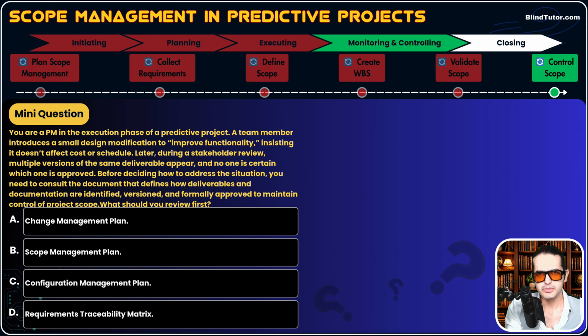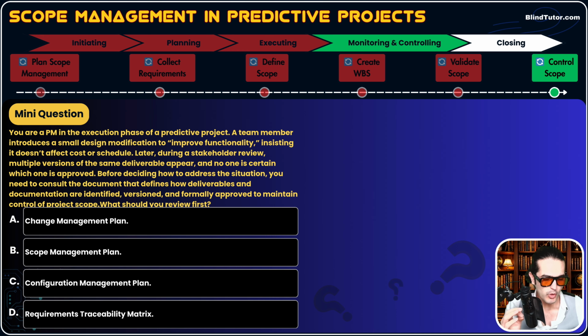So the deliverable, which could be a document, deliverables could be anything, guys. It's not just physical things. No, it could be a document. That deliverable now changes and has version 2, okay? So the problem is during a stakeholder review, multiple versions of the same deliverables exist.